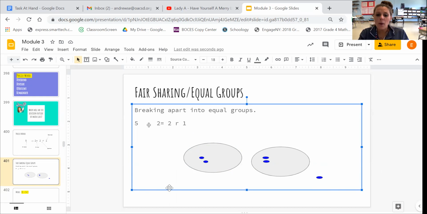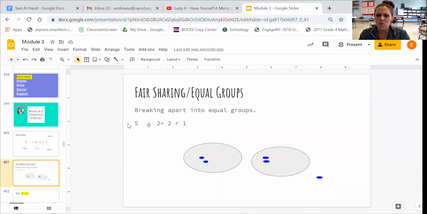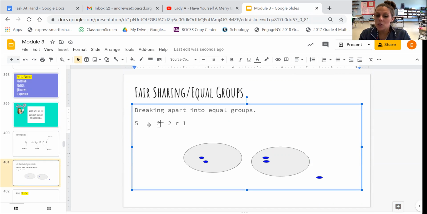I want you to take a second and try to use these words, dividend, divisor, quotient, and remainder. How could you use them to describe this equation? Hopefully you said to yourself, well, the 5 is the dividend, the 2 is the divisor, the 2 remainder 1 is my quotient. But specifically, I have an R to show the remainder of 1, right? We still have that 1.